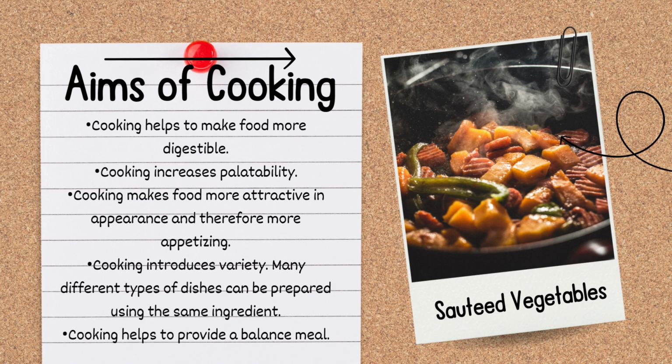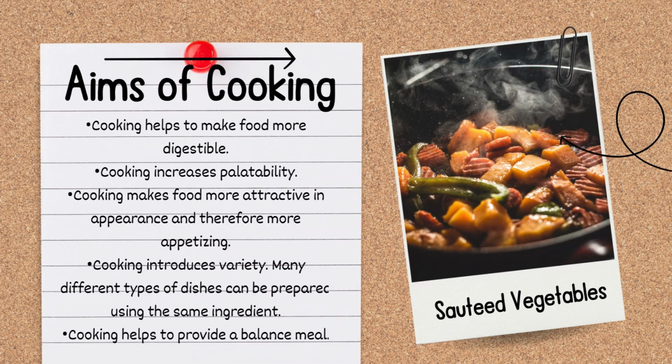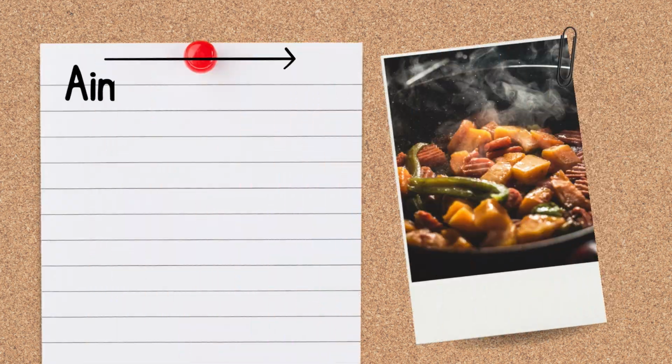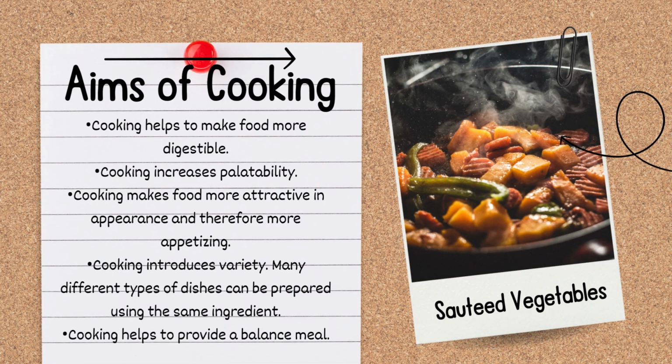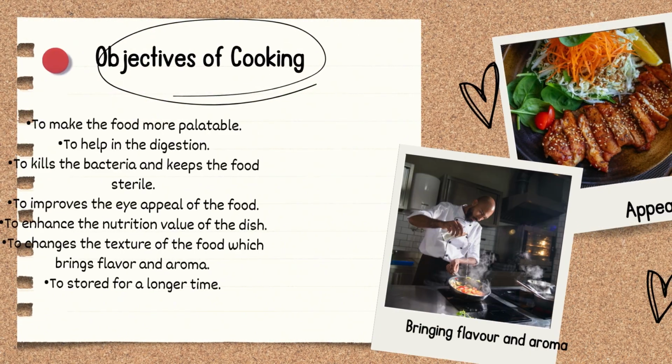Aims of cooking food then. Cooking helps to make food more digestible. Cooking increases palatability. It makes food more attractive in appearance, therefore more appetizing. Cooking introduces varieties. Many different types of dishes can be prepared using the same ingredients but different cooking methods. Cooking helps to provide a balanced meal.